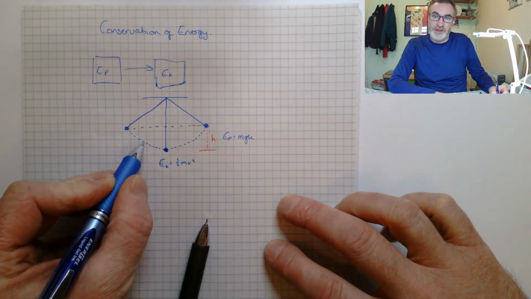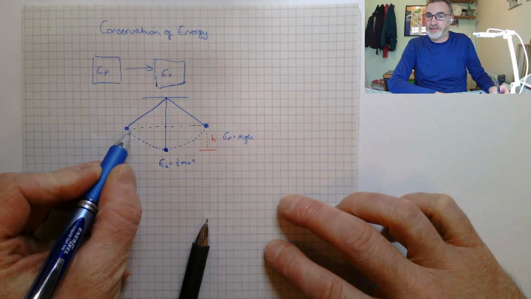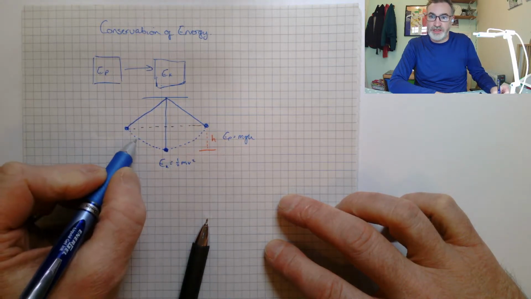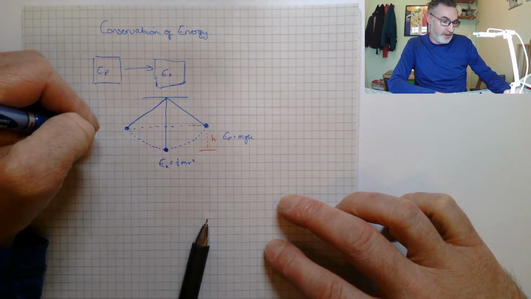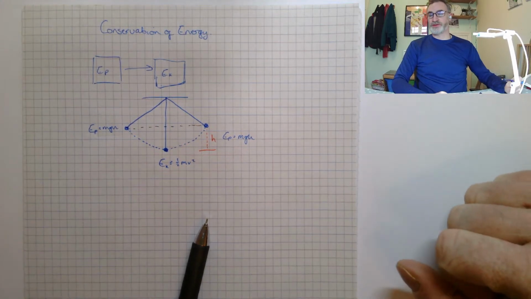It'll continue on, and as it continues on, it's going to slow down, so the kinetic energy is going to decrease, but the potential energy will increase. And so at this point, it'll be stationary again. It'll be zero EK, and it'll all be EP. And so that's basically what conservation of energy means.